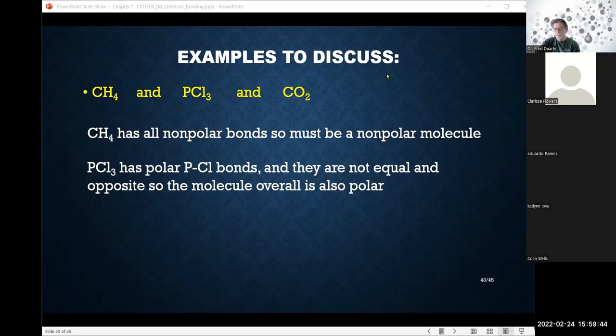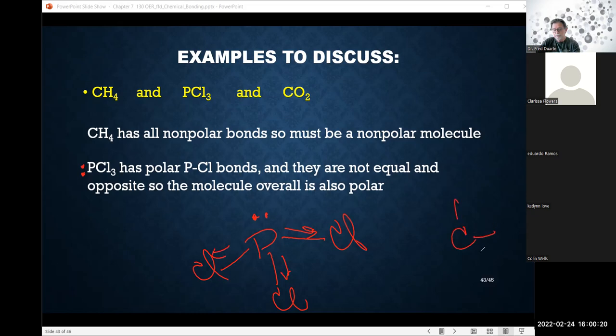phosphorus and chlorides also have polar bonds. And furthermore, it has a lone pair. If you go through the exercise of drawing the Lewis dot structure, you're going to find a lone pair on the phosphorus, okay? Which causes that bond angle to decrease, which causes the dipole of these bonds to not go in opposite directions, okay?